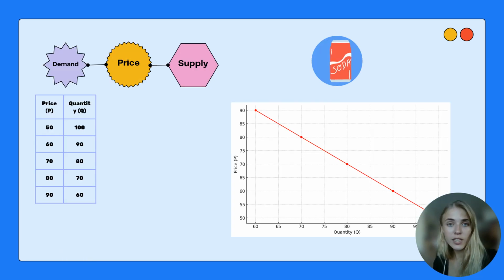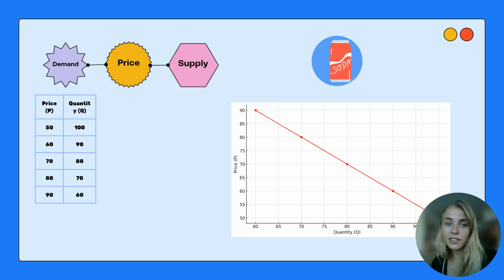So let's illustrate this interaction on a graph where we plot the quantity of the product on the x-axis and the price on the y-axis. As an example, we will use a can of soda. We will start by drawing the demand curve. Suppose the price of a can of soda at 50 cents is very attractive to buyers, so they will be willing to buy 100 such cans. We will mark this point on the graph.